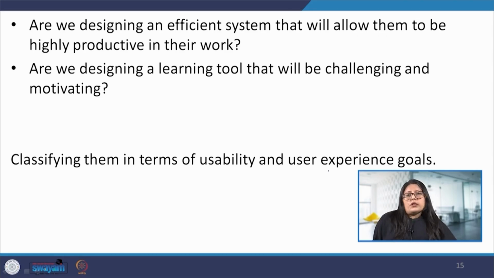So the main question here in usability goals is: are we designing an efficient system that will allow the user to be highly productive in their work, because efficiency here is the key word, and are we designing a learning tool that will be challenging and motivating? So what is it that we are designing? When we classify them in terms of usability and user experience goals, it makes it very clear how we proceed.